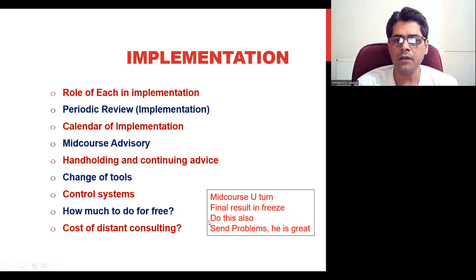What are the points of caution? In the mid-course, if the client takes a U-turn, it's a difficult thing. If the client says, I don't want X to be done, I want Y to be done, it's a disaster. If the final result is not clear or put in a freeze, not to be implemented by the client, that also is a difficulty. If the client says, apart from your work, do this also, one extra item, it's a small thing, that also is a difficulty. If it becomes too much, put your foot down and don't do it.